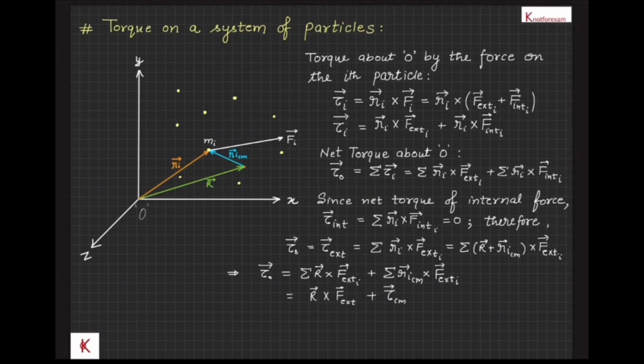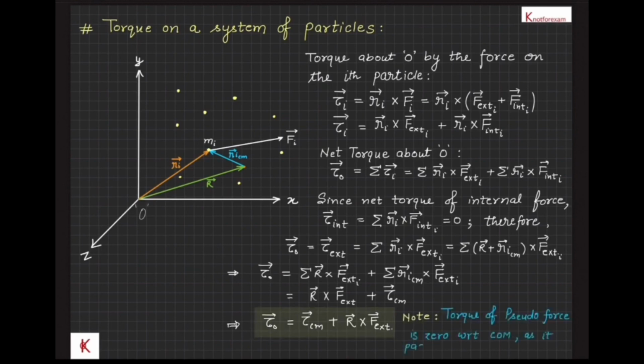This relation, tau vector is equal to tau cm vector plus R vector cross F external vector, is very useful, and it is also important to note that the torque of pseudo force will be 0 with respect to center of mass, since pseudo force is applied on the center of mass.